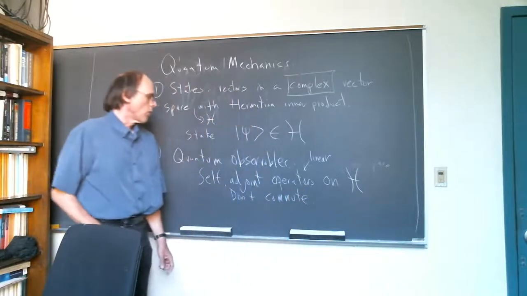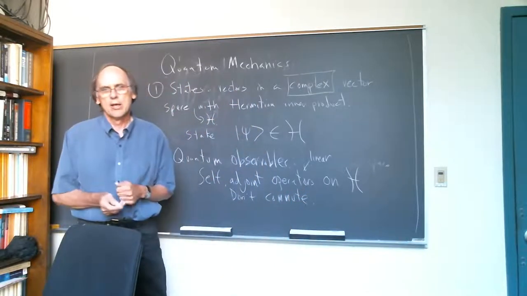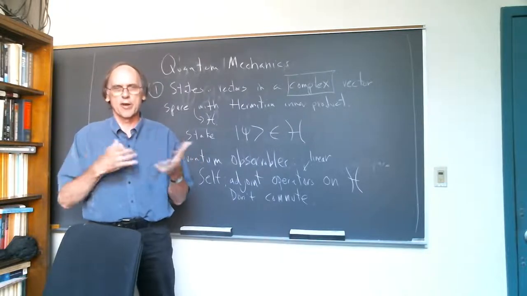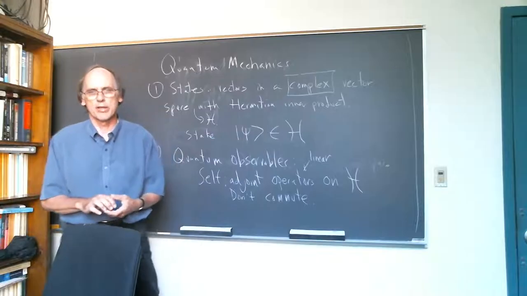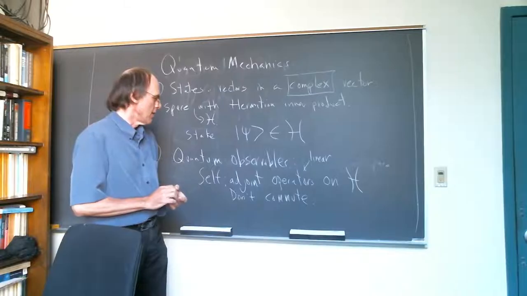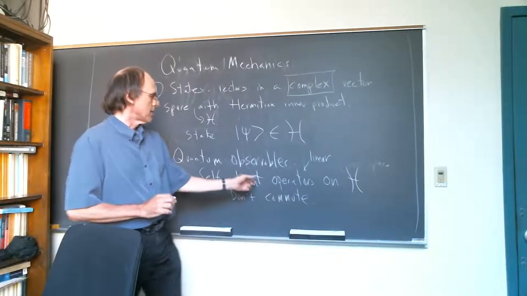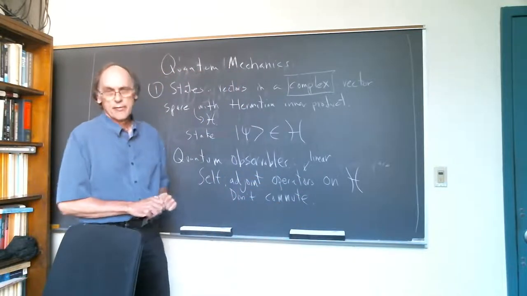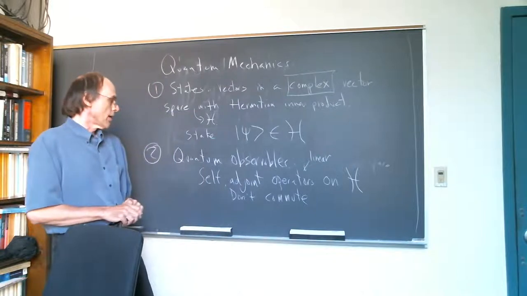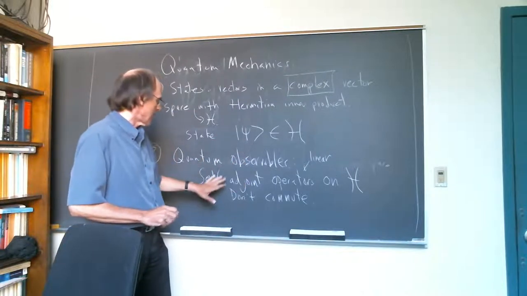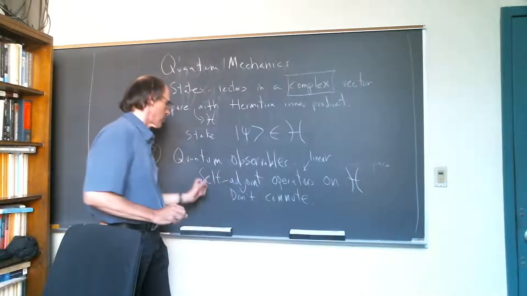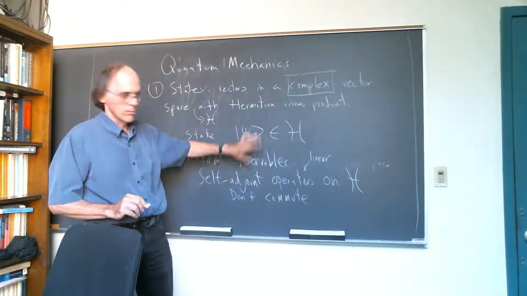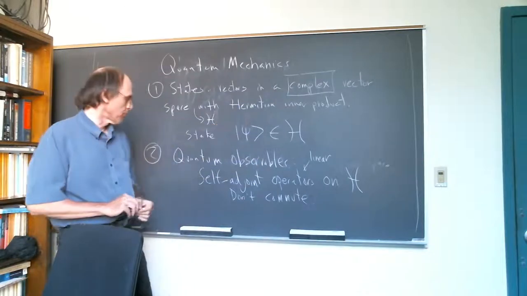So one thing about classical mechanics is your observables are just functions, and if you multiply two functions, it doesn't matter which order you multiply them in. But here, these operators are very different gadgets, and the fact that they don't commute is going to be very, very important. Okay, if you haven't seen self-adjoint before, don't worry about this for now. We'll go back and do some linear algebra and do that later.